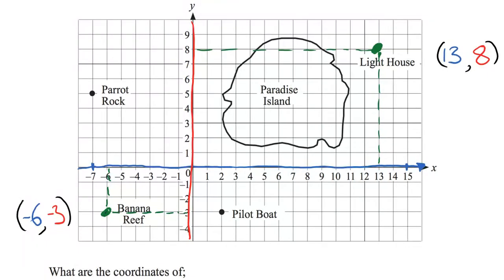Okay, so let's have a look at the other two examples. Let's look at pilot boat. In this case, we have an x coordinate of 2 and a y coordinate of -3. So pilot boat is going to be (2, -3), like that. Finally, Parrot Rock. We're going to put these coordinates in. Let's see if we can do it without the dotted lines this time. It's going to be (-7, 5). Hopefully you can see why, because we go across at -7, and we go up at 5.